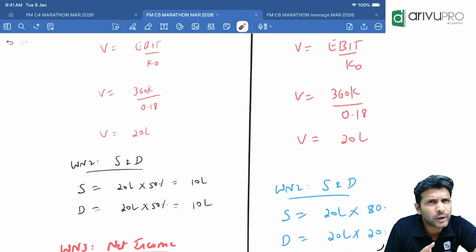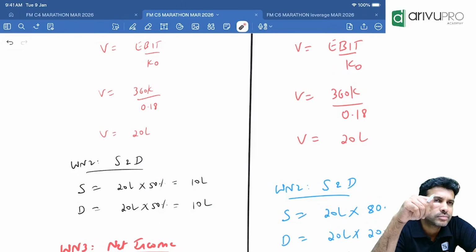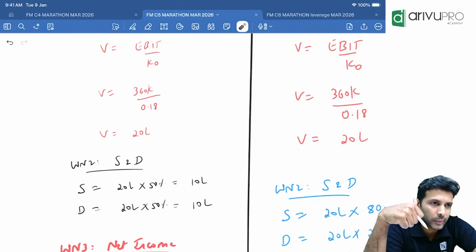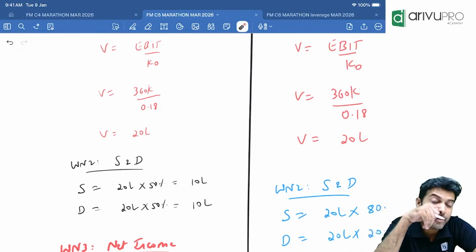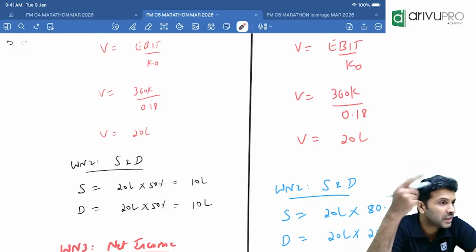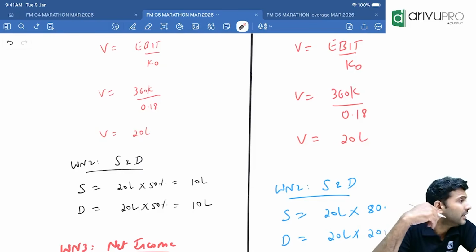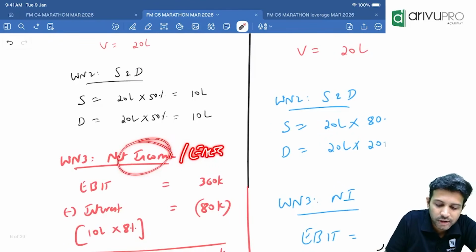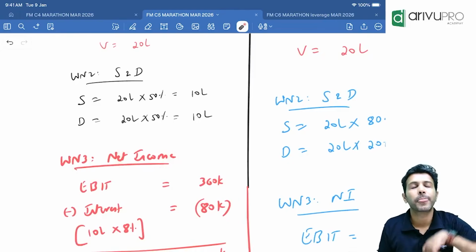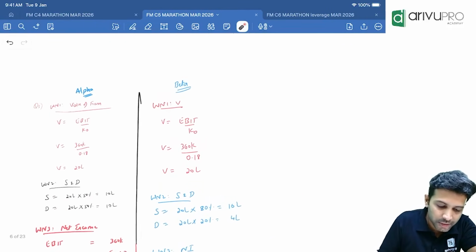Now you know S. To find the cost of equity, again the formula for S is what? EAT divided by cost of equity. S we know. Cost of equity we don't know. But can we find EAT? Yes, they've given EBIT. From EBIT we can find EAT. So that's your third working note. Net income, or you can also call it EAT. How do you get EAT? First take EBIT.